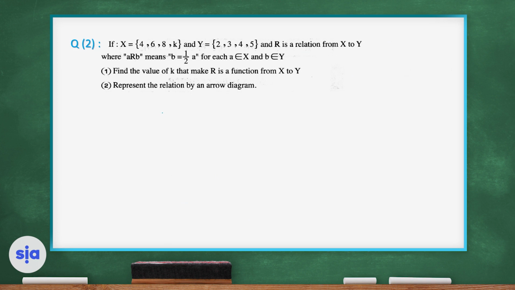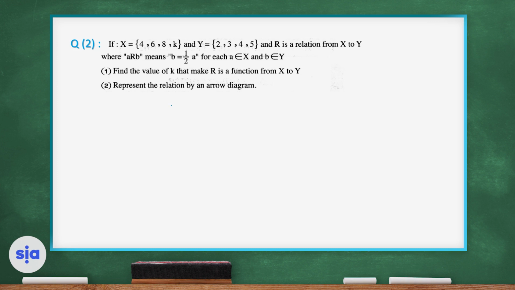Question 2. If X is a set that has elements 4, 6, 8, and K, where Y is a set that has elements 2, 3, 4, and 5, and R is a relation from X to Y, where A R B means B equals half A, so every element in B equals half the element in A, for each A belonging to X and B belonging to Y, find the value of K that makes R a function from X to Y.